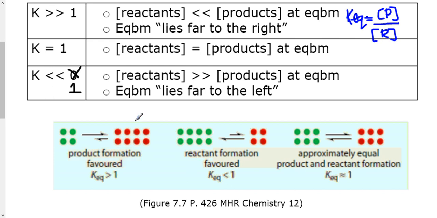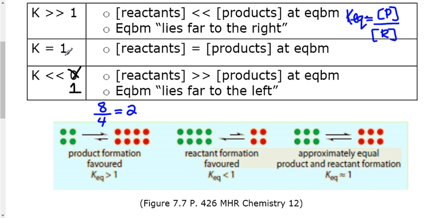So if you have more products compared to reactants, and we can actually use these numbers here, there are 8 red dots compared to 4 red dots. 8 divided by 4 is 2. That's greater than 1. That's why our K value here is greater than 1, and it prefers product formation. You're going to have a bigger number of product molecules compared to reactants to get that K greater. Bigger number over a smaller one.